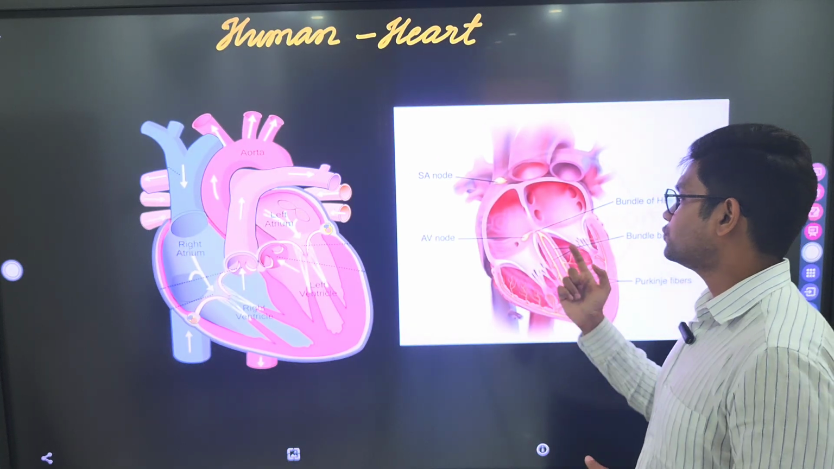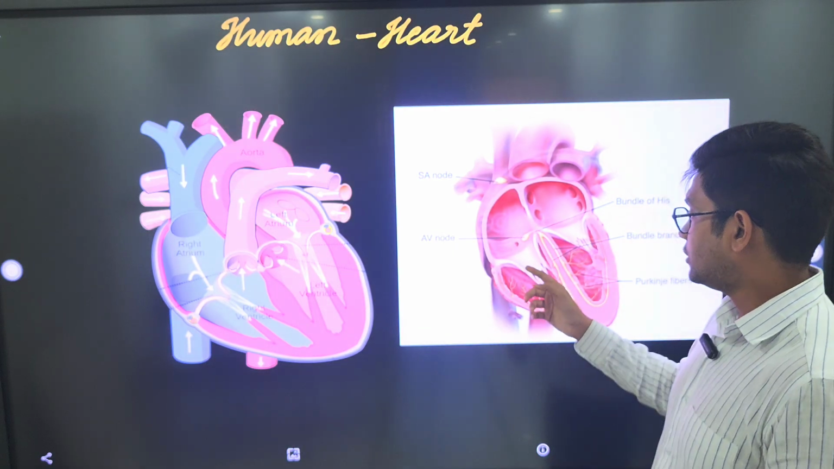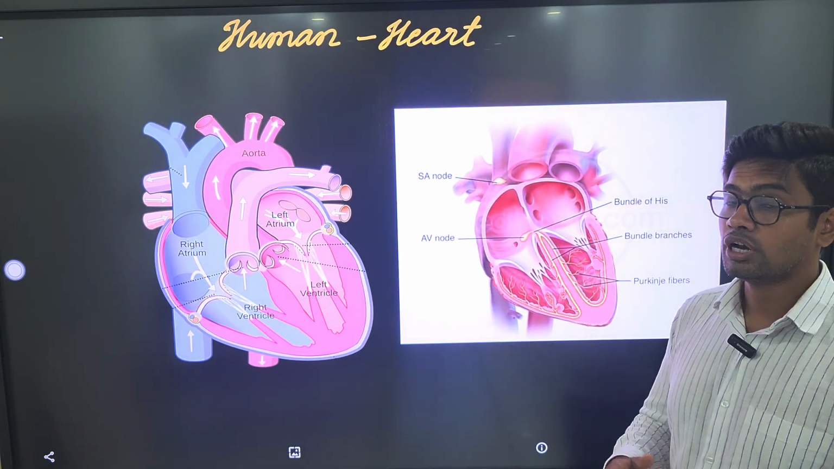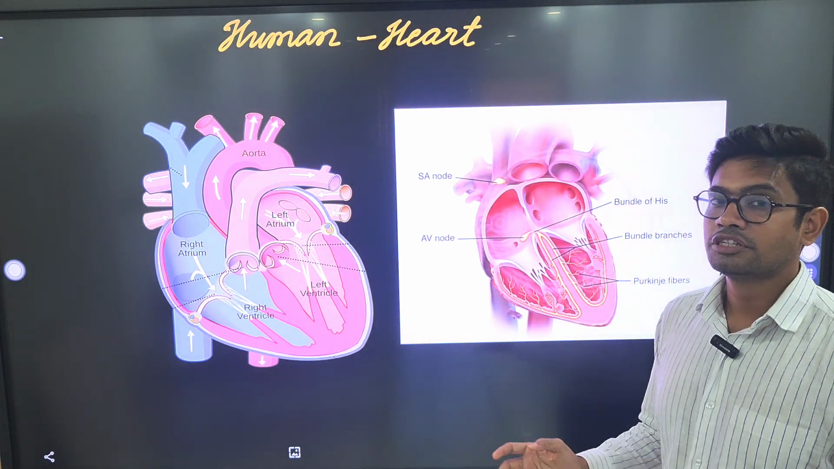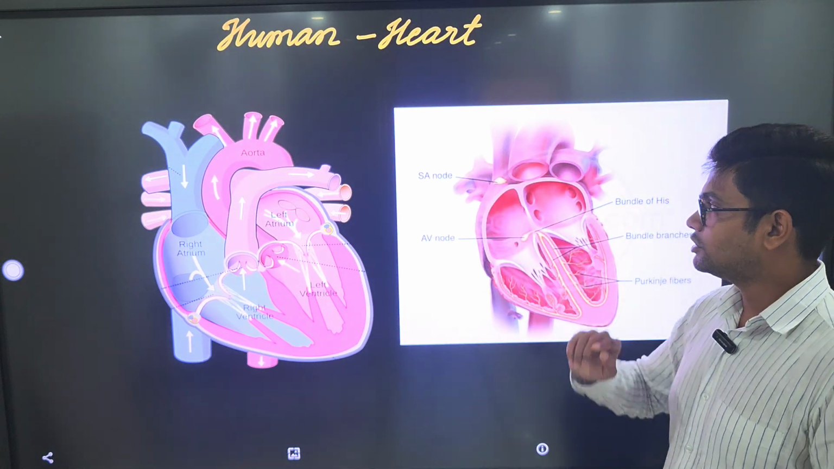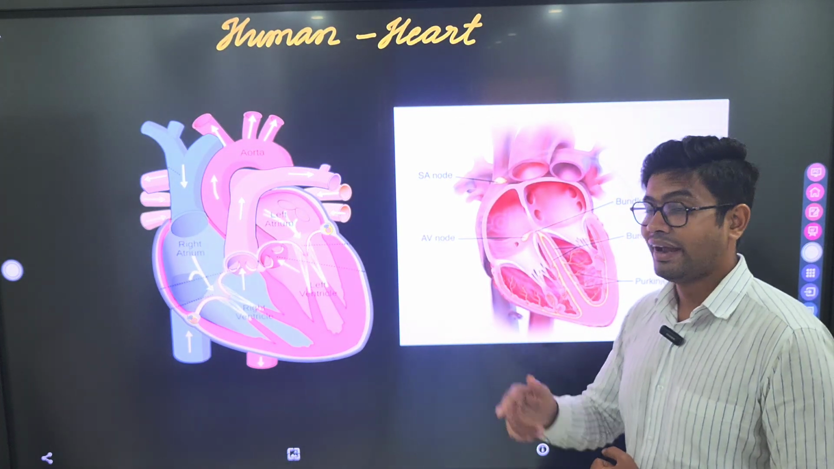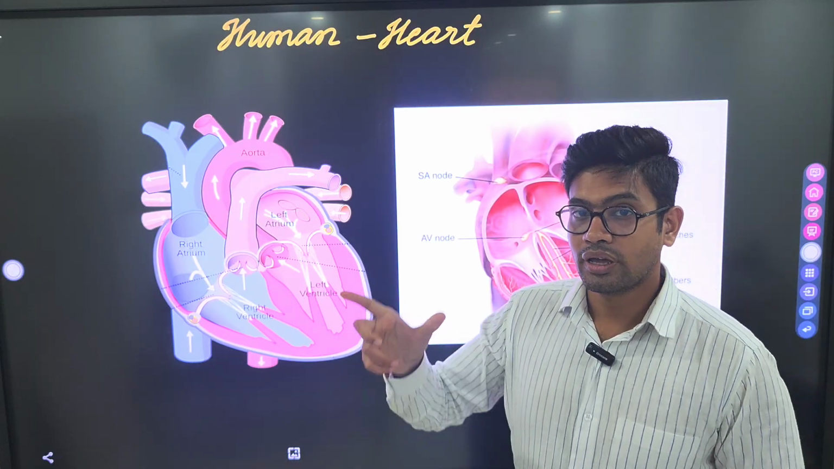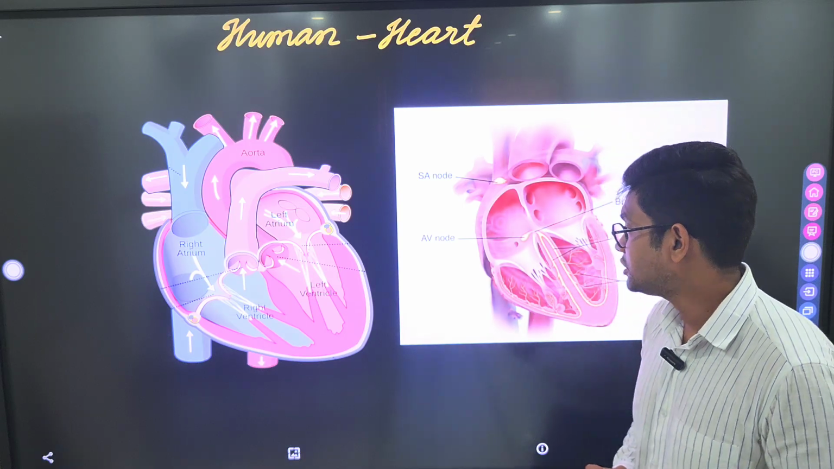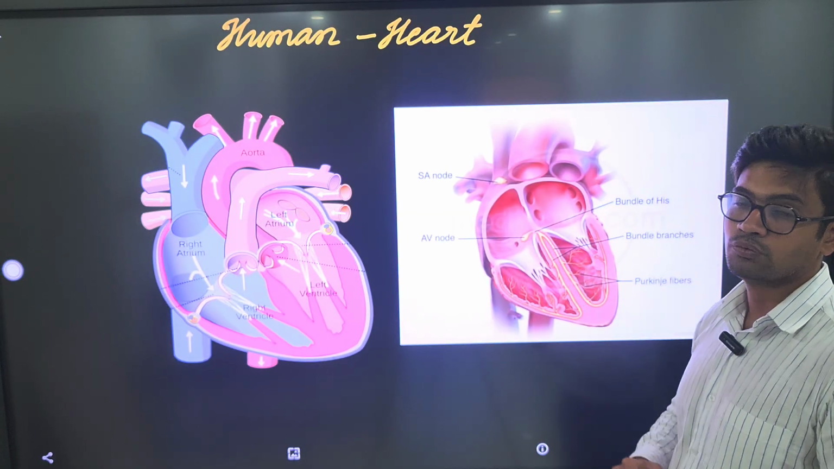Initially, all the four chambers of the heart remain in a state of relaxation, and in this stage the tricuspid valve and bicuspid valve are both open. This state is called the state of joint diastole. Then the sinoatrial node generates an action potential which causes both the atria to undergo contraction, and this contraction of the atria is called atrial systole. The blood present in the two upper chambers is pumped into the ventricles through the tricuspid and bicuspid valves.